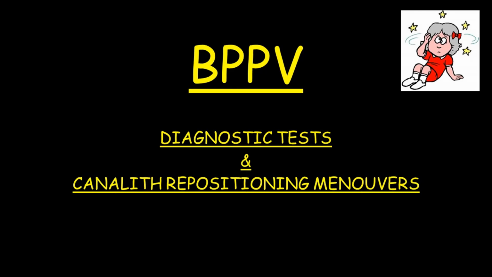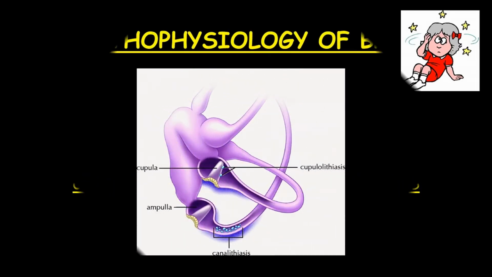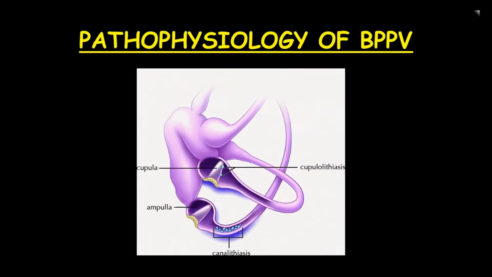Hello everyone. Today we'll be learning about BPPV, how to diagnose and how to treat. BPPV is usually caused by autocorneal debris getting lodged within the canal or cupula of the semicircular canals, accordingly called canalolithiasis or cupulolithiasis. In this video, we will be dealing with canalolithiasis of the posterior and horizontal semicircular canal, how to diagnose and how to treat them by using CRM, the canalith repositioning maneuver.